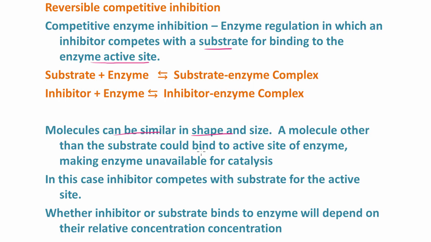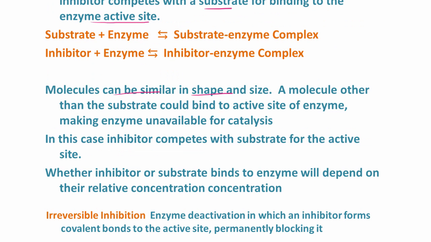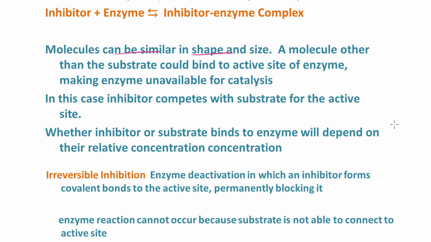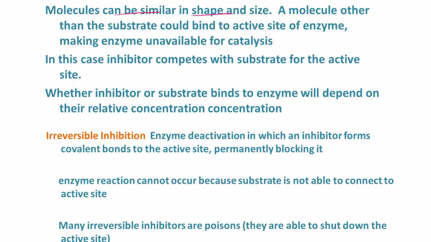So ethanol is fairly similar to methanol in shape and size. So it acts as a competitive inhibitor of the enzyme methanol dehydrogenase. So the methanol oxidation to formaldehyde is blocked by the ethanol, and then the methanol is able to leave the body. So that's an example of reversible competitive inhibition. And again, whether the inhibitor or substrate binds to the active site is going to be dependent on their relative concentrations.